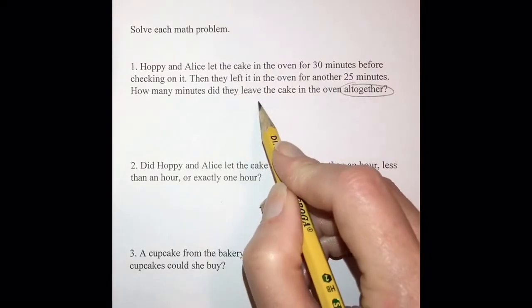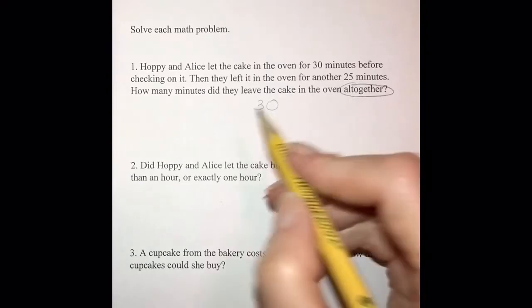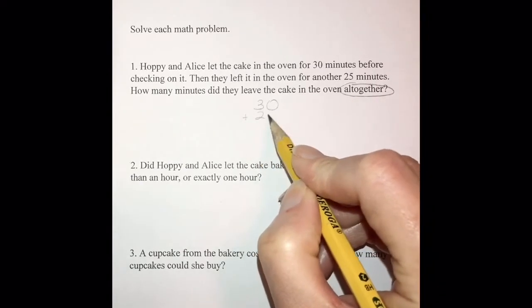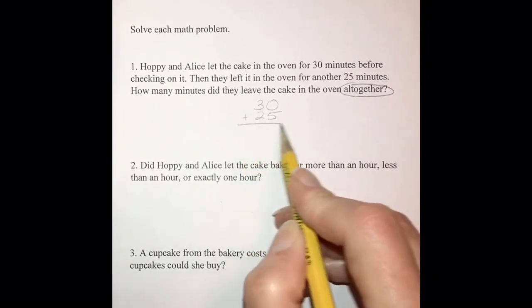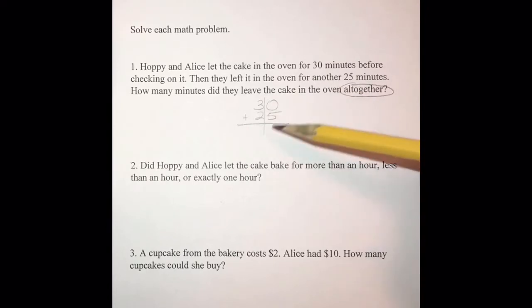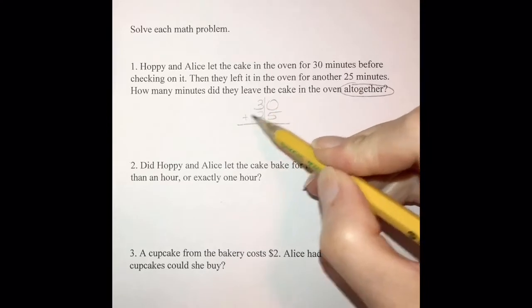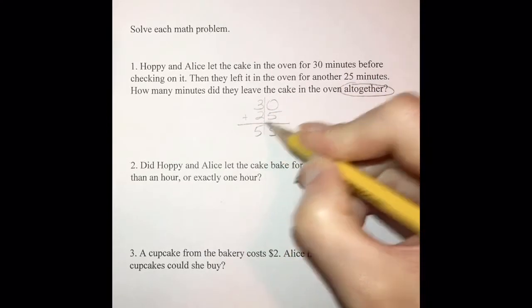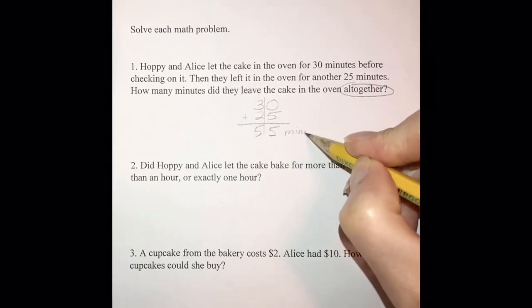So we're going to take the 30 minutes that they left the cake in the oven, and then we are going to add the 25 minutes that they left it in the oven after they checked on it. I wrote the numbers vertically, and I have my ones and my tens columns aligned. I'm going to start by adding the column that is the furthest to the right. 0 plus 5 is equal to 5. And 3 plus 2 is equal to 5. So the cake was in the oven for 55 minutes altogether.